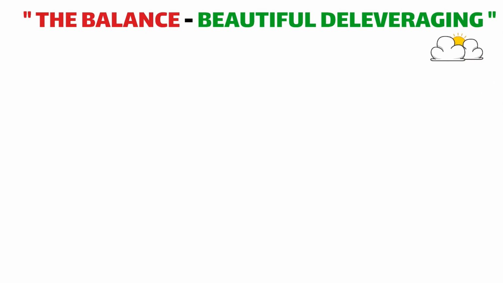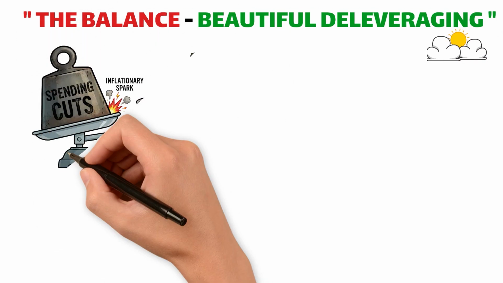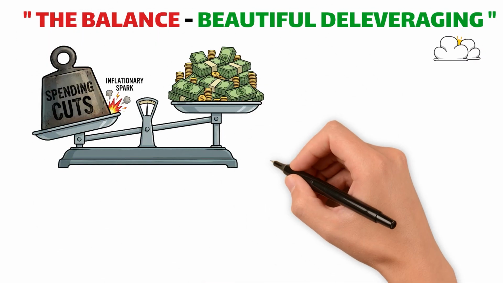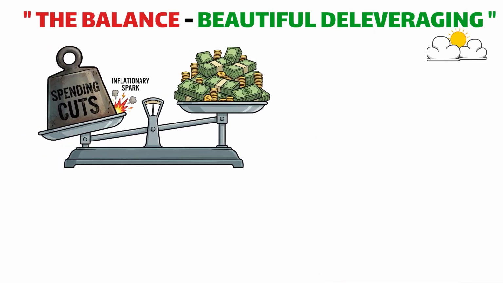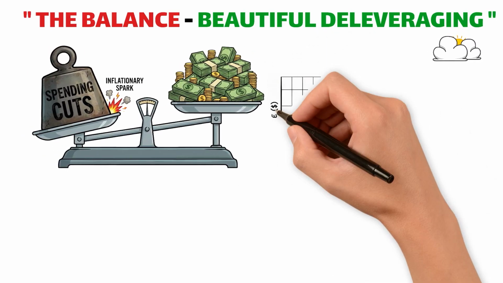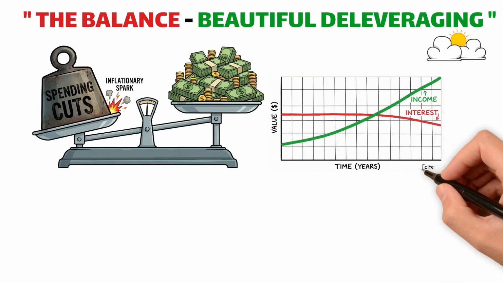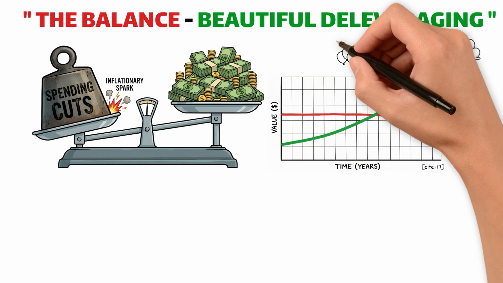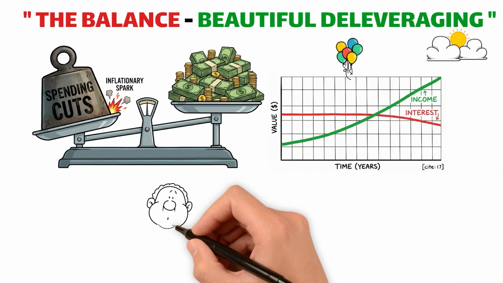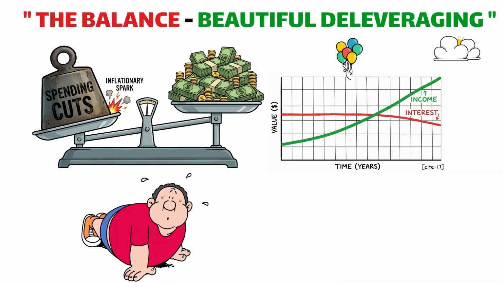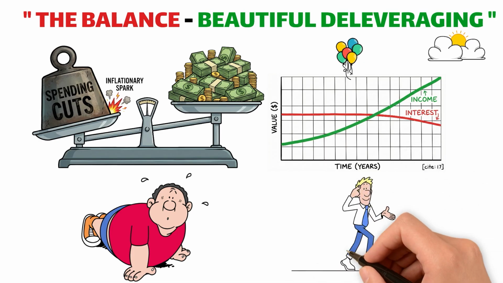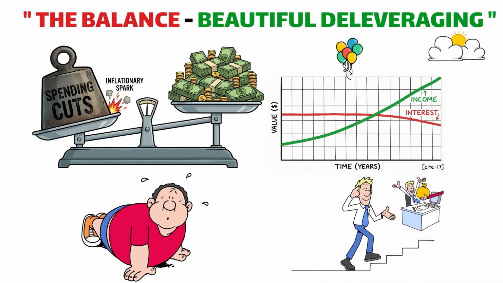It is a delicate balancing act. Policymakers must balance the deflationary pain of cutting spending with the inflationary spark of printing money. If they print just enough to replace the credit that disappeared, incomes can grow faster than the interest on the debt. If they print too much, you get hyperinflation. Print too little and the depression deepens. But when balanced correctly, growth returns.